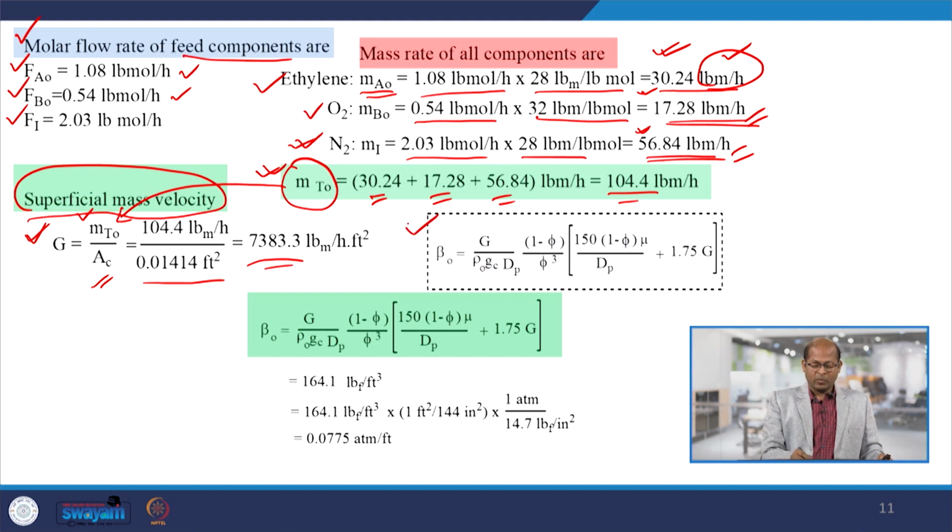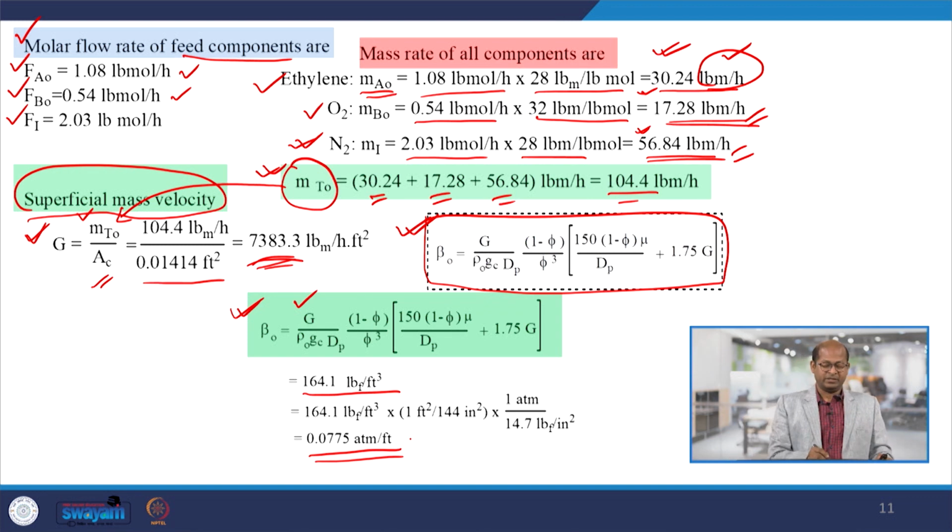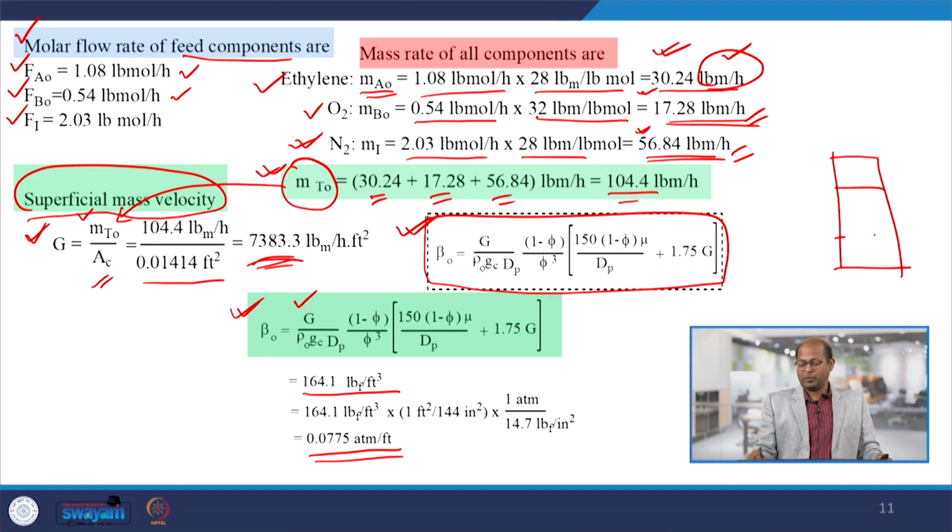Then the pressure drop parameter beta 0 is this. If we substitute all the components with numerical values, we get the beta 0 value. Beta 0 comes out in pound force per foot cubed, and we can convert that into atm per foot. Beta 0 is the pressure drop per unit length of the reactor.